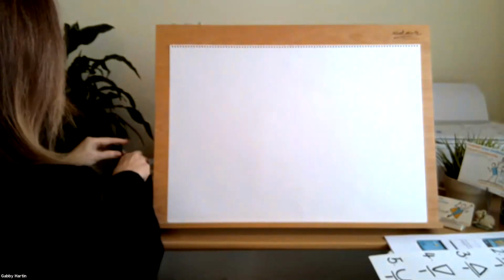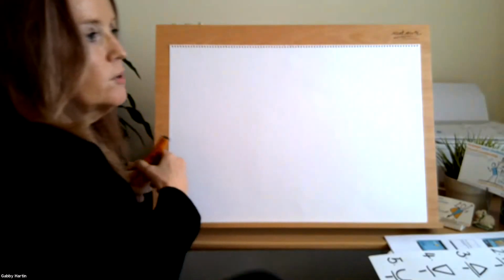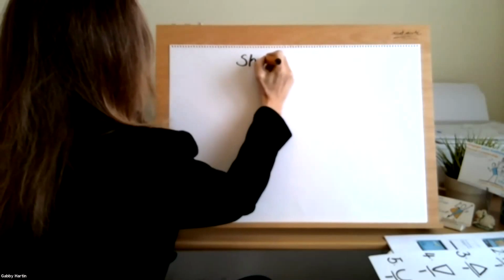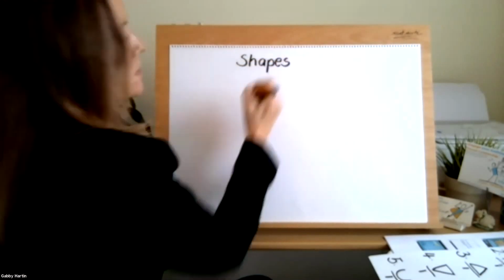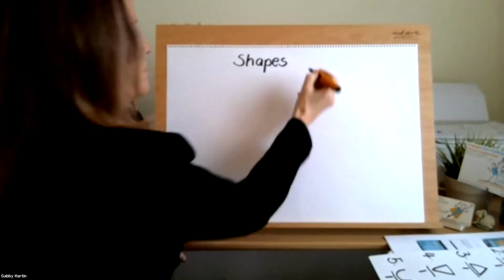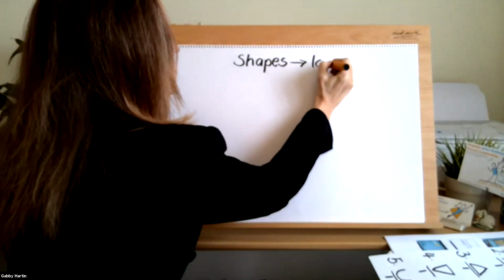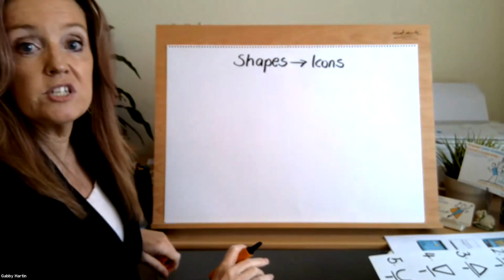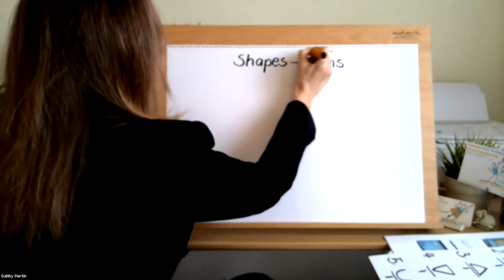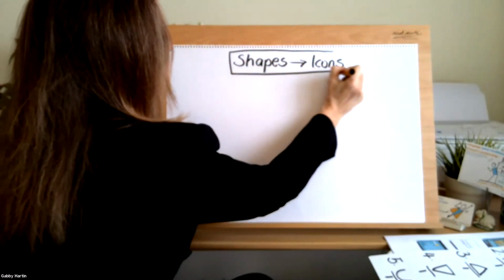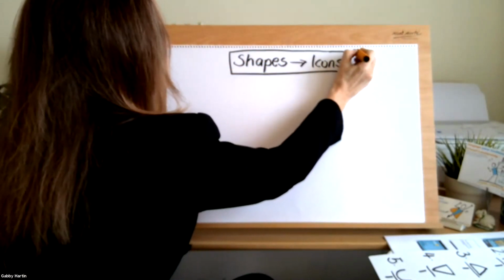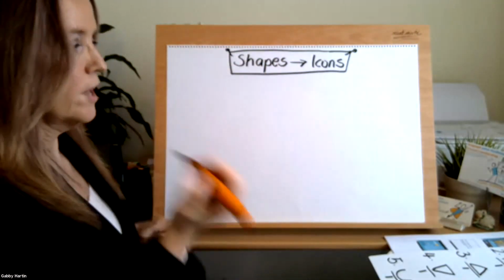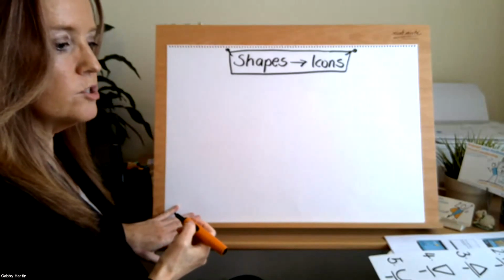I'm going to start with, you can follow along with me, we're going to work with just looking at some basic shapes and using those basic shapes and turning them into icons.